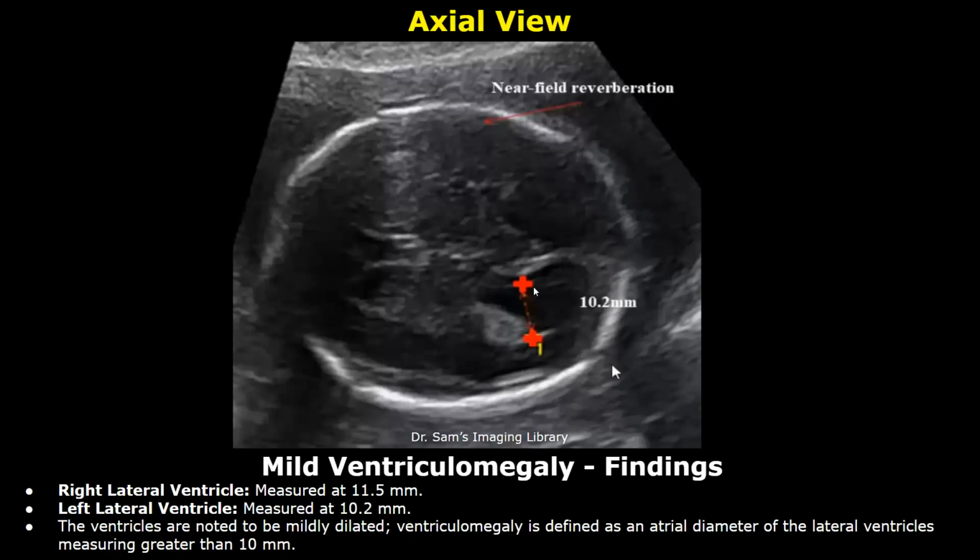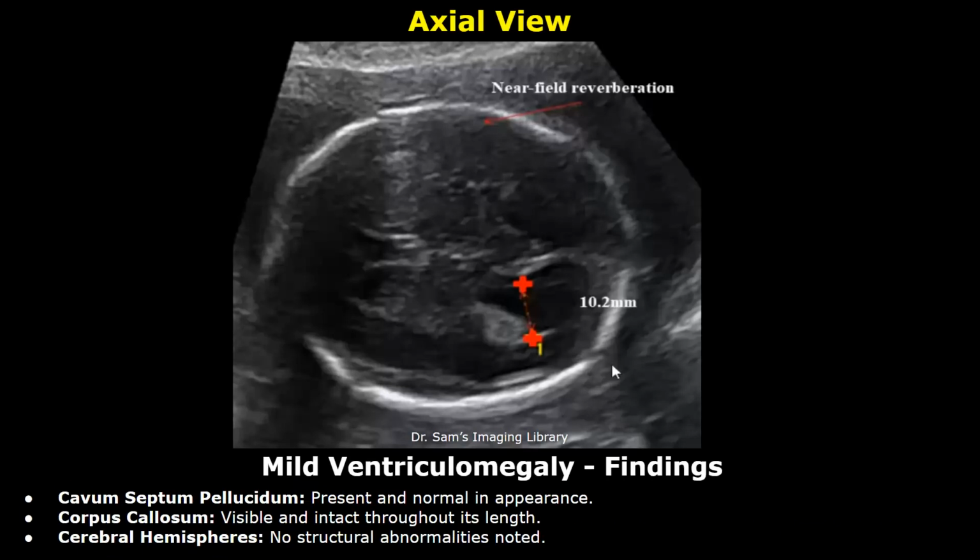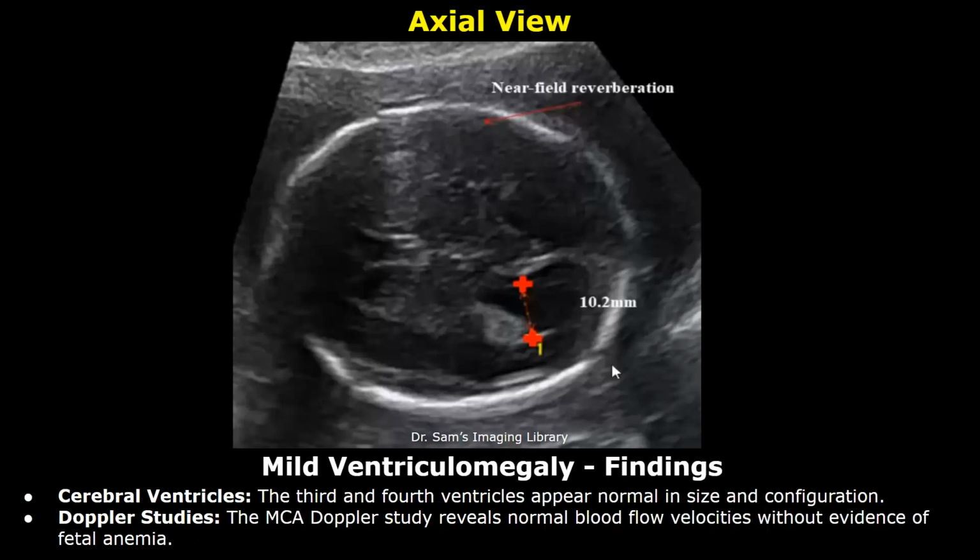These measurements are noted to be mildly dilated. Ventriculomegaly is defined as an atrial diameter of the lateral ventricles measuring greater than 10 millimeters. The cavum septum pellucidum is present and normal in appearance. Corpus callosum is visible and intact throughout its length. The cerebral hemispheres have no structural abnormalities. The third and fourth ventricles appear normal in size and configuration. The MCA Doppler is also normal.